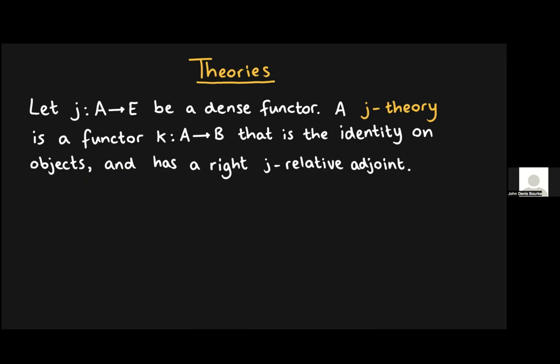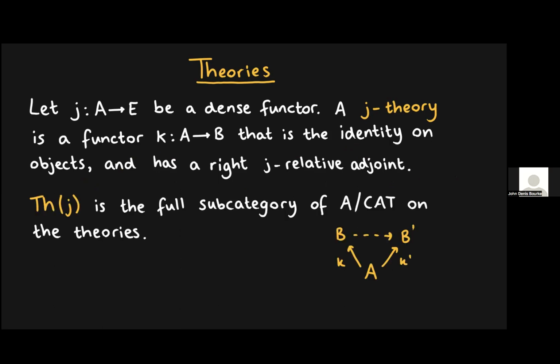So now I'm going to fix a functor J. I'm going to ask for it to be dense. I'm going to say that a J theory is an identity on objects functor from A, which has a right J relative adjoint. You can see this is very close to the definition of algebraic theory from before. I'm going to call the category of J theories the full subcategory of the co-slice under A on the theories. So what this means is that the morphisms of J theories are commutative triangles. This is just the same as the morphism of algebraic theories.